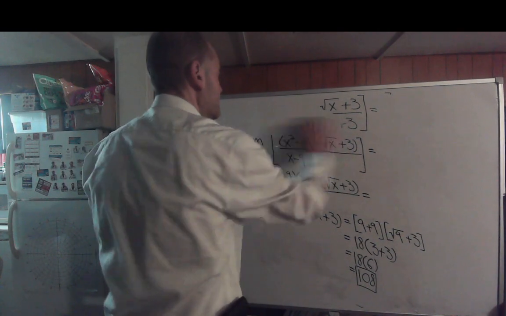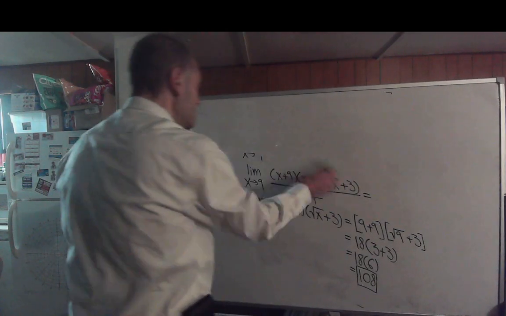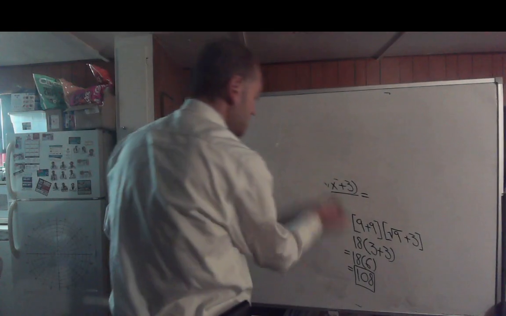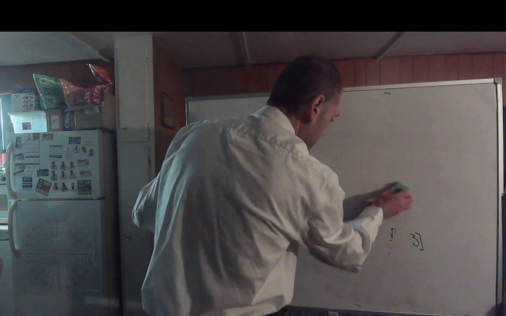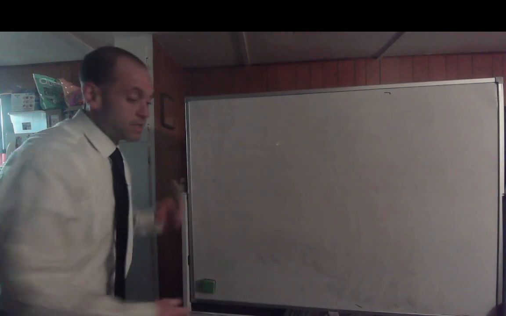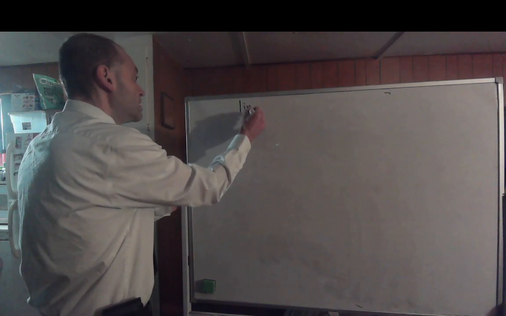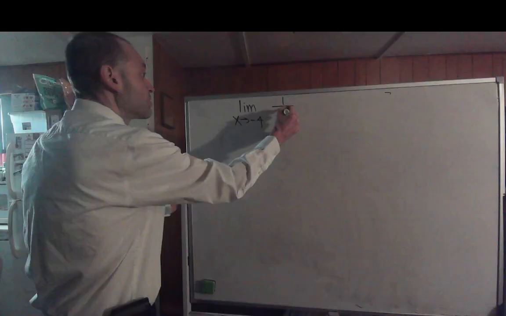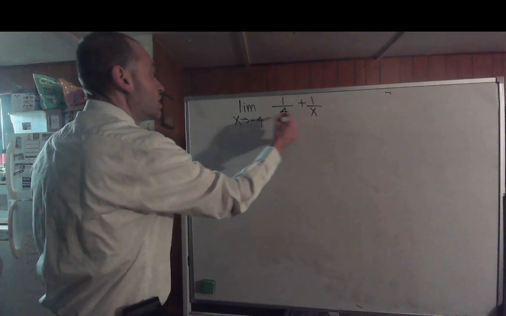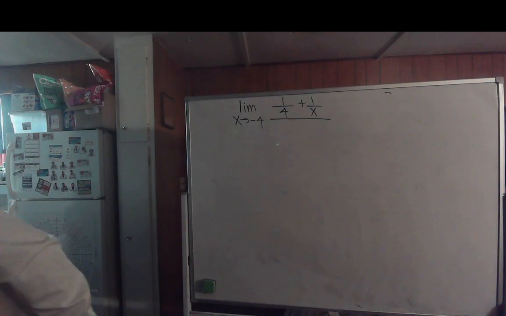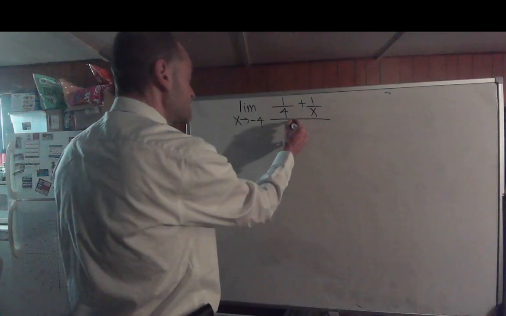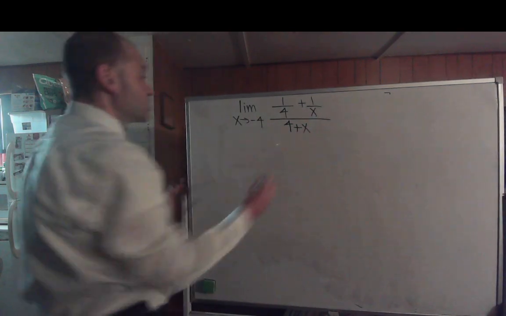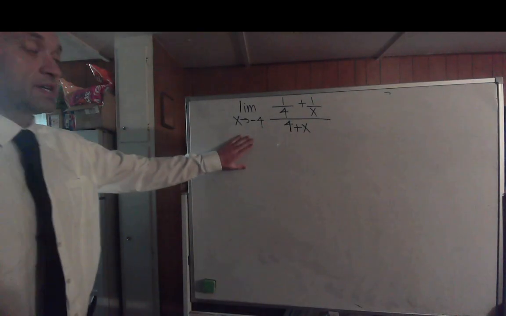Alright, now let's get into some complex fractions. Let's play around with some complex fractions a little bit here. We have the limit as x approaches -4 of 1/4 plus 1 over x all over 4 plus x. So we actually have a complex fraction for this function.